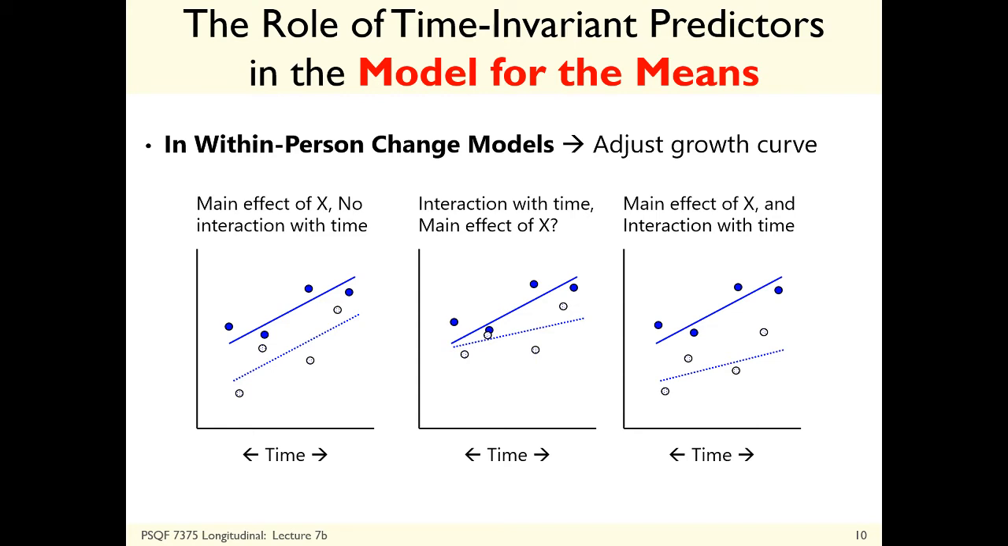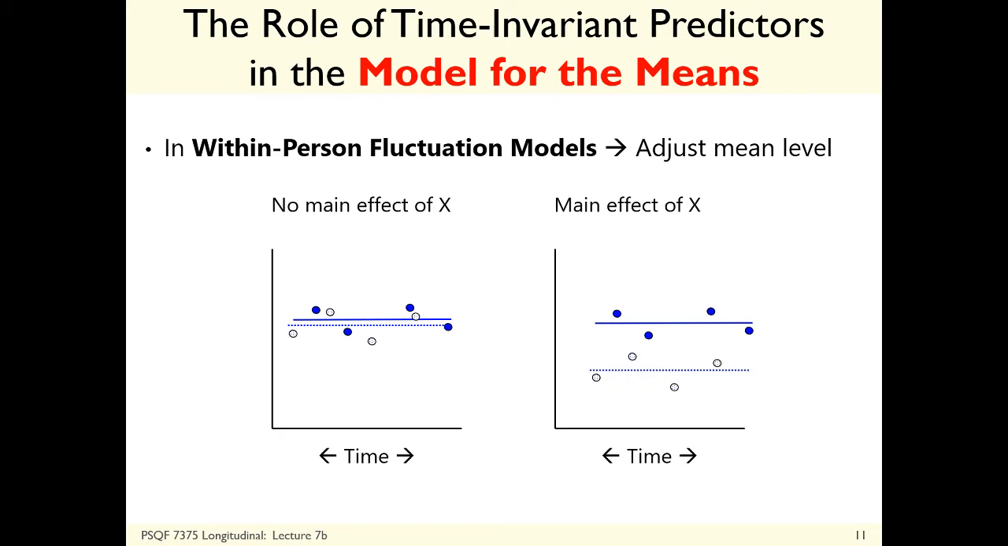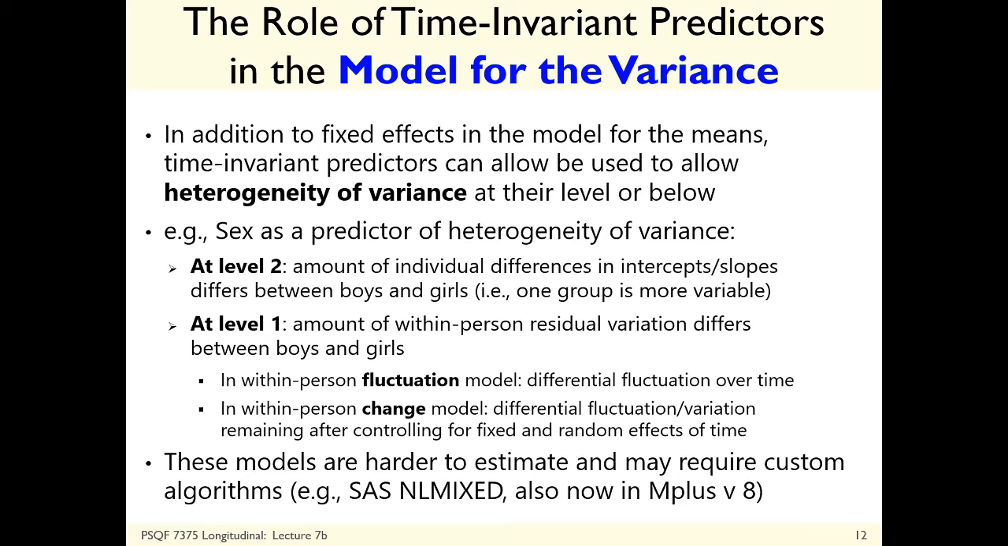In models of fluctuation, all they have to do is adjust the mean level. So if there is no effective time, then there's nothing for a time invariant predictor to do with respect to that effective time. Other things that time invariant predictors can do that we're not going to get a chance to talk about is to predict heterogeneity of variance. These are known as location scale models. They're becoming more common. It's the idea that level 2 predictors can also predict differences in variance.